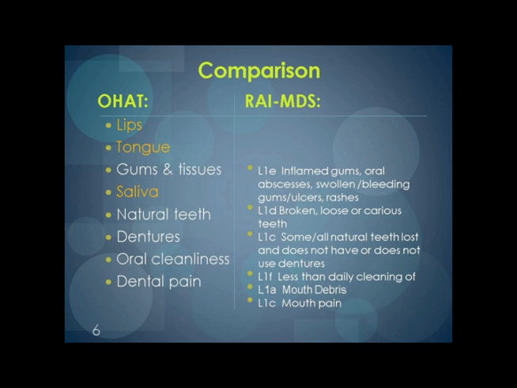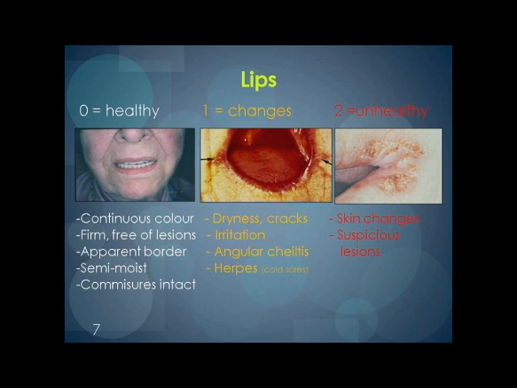A comparison of the OHAT to the Resident Assessment Instrument Minimum Dataset, or RAI-MDS, shows that many of the categories that are in the RAI-MDS are covered in the OHAT, but in fact the OHAT has significantly more categories. We suggest that you do the OHAT, then add the outcome information into the MDS-RAI. We'll now go through each of the categories independently.